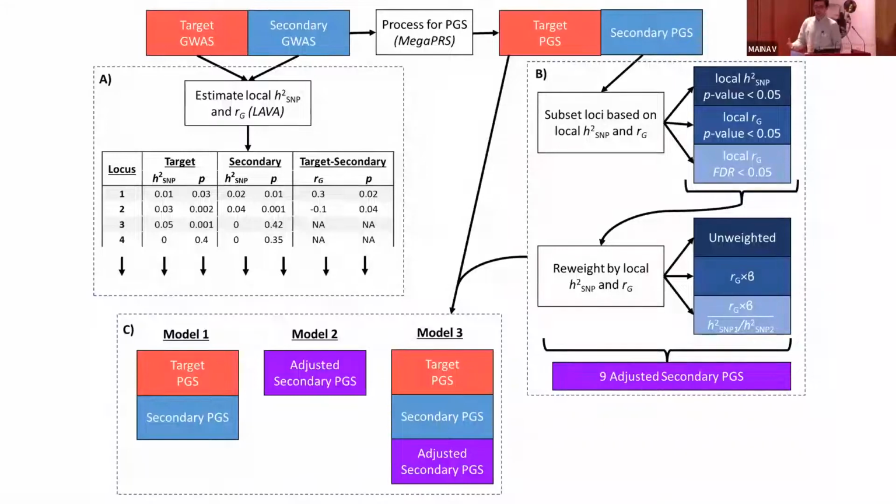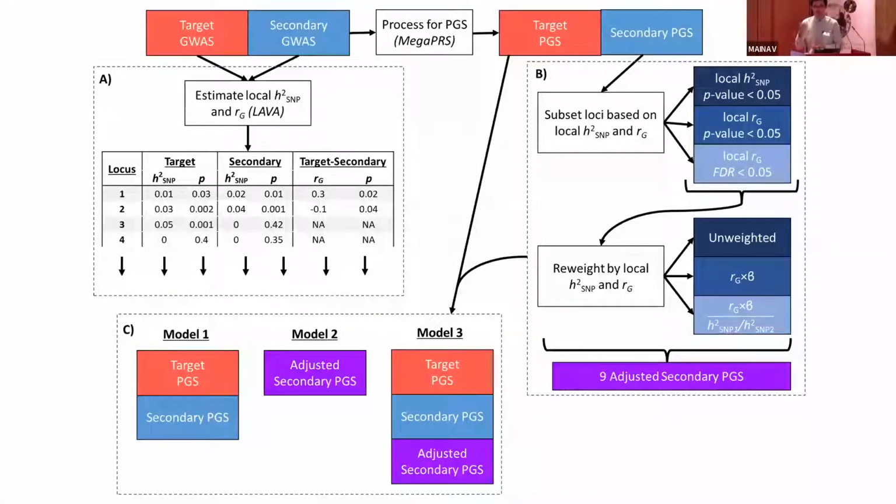So our study aims to develop an approach for incorporating these local estimates of SNP heritability and genetic correlation to improve cross-trait polygenic score prediction. This is summarized in this figure.